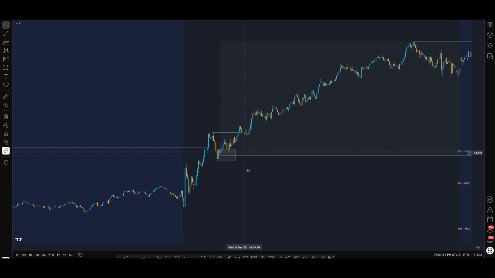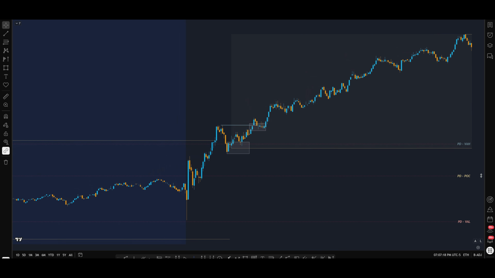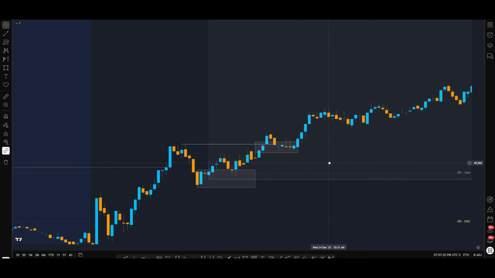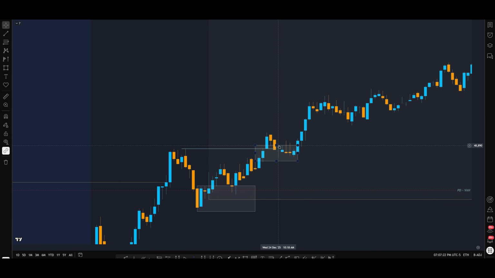You guys could have re-entered there, or you could have entered into one of the fair value gaps. I would just highlight this whole fair value gap here. Let me zoom in. So as you can see, this whole gap here, right, from here to here.